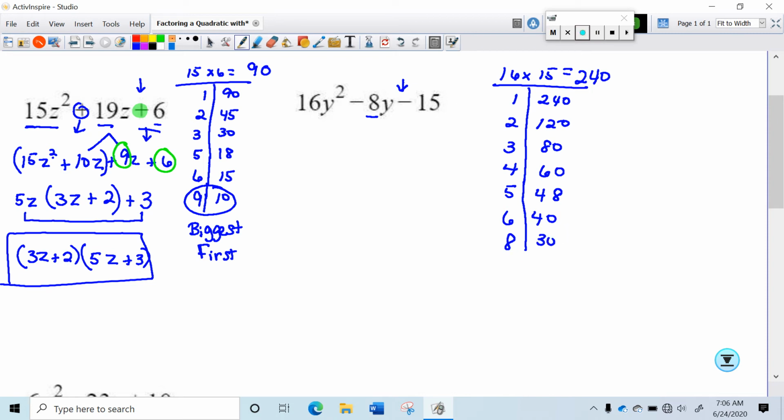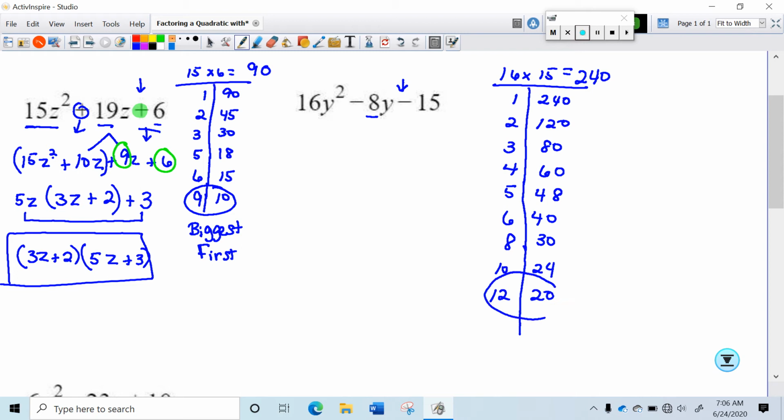You've got to keep going until you find it. 240 divided by 9 doesn't work. 240 divided by 10 is 24. When you subtract those, you get 14. We're getting closer. 240 divided by 11 does not work. 240 divided by 12 is 20. 20 take away 12 is 8.